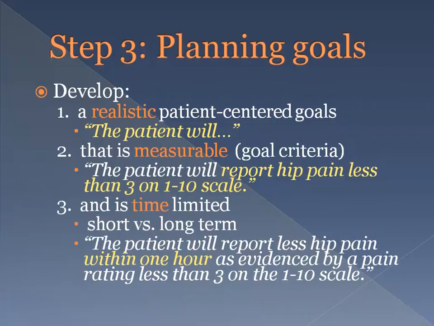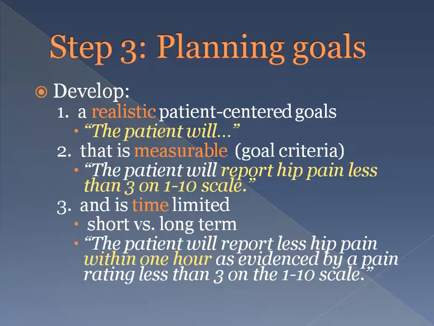Step 3 in the nursing process is planning your goals. And these goals are patient goals. So what we need to do is develop realistic, and that's a key word, realistic, patient-centered goals. So the first part of our statement or our goal will be the patient will. The next component of the patient goal is we need to have some measurable goal criteria. And the example I have here is report hip pain less than 3 on a 1 to 10 scale. It is measurable because we can measure on that 1 to 10 scale.